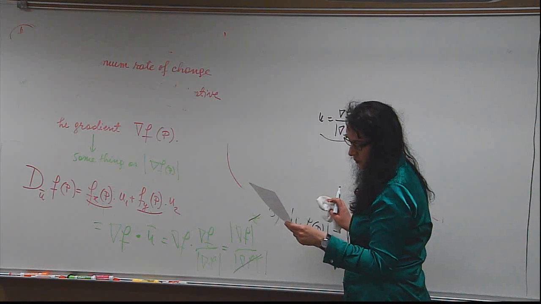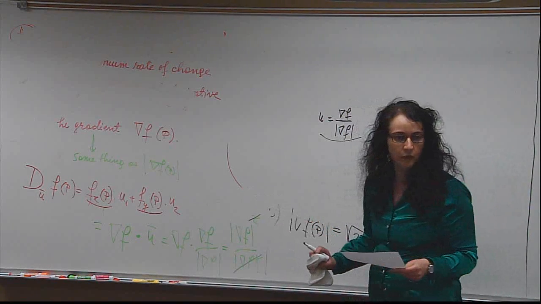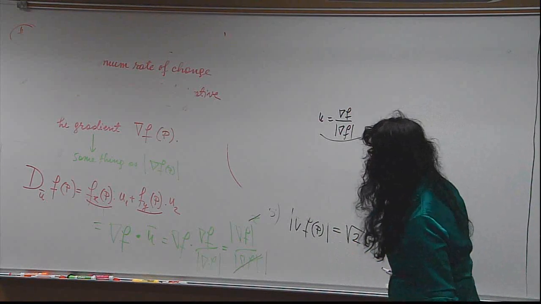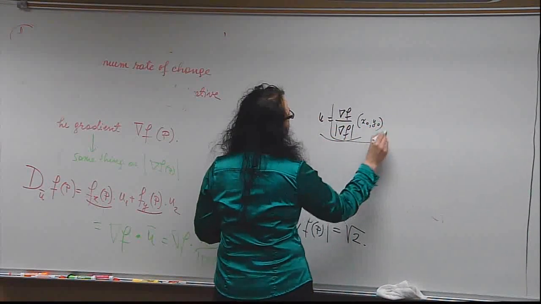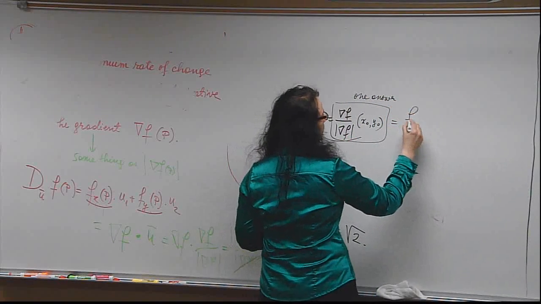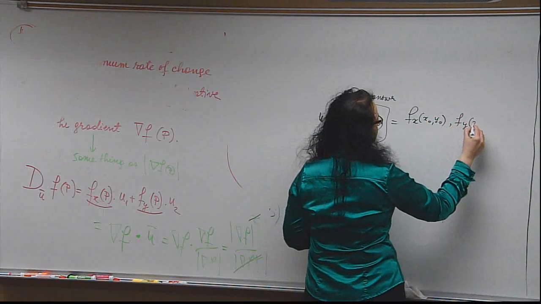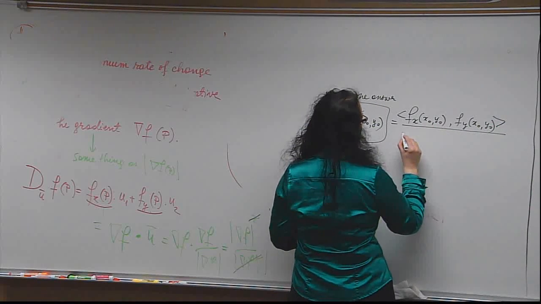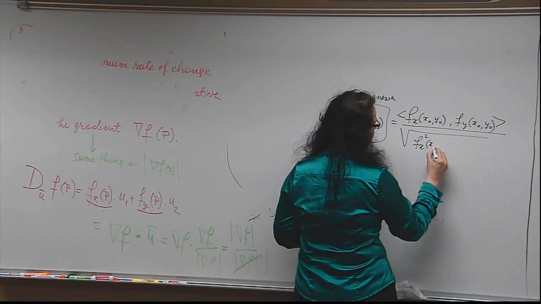Question on that? Why would that be unique if it doesn't matter what the point is? For a given point. So once somebody gave you a given point, x0, y0, you have only one answer, which is f sub x at x0, y0, f sub y at x0, y0 in angular brackets, divided by the length of the gradient. I'm too lazy to write it down, but I will. This is the answer.